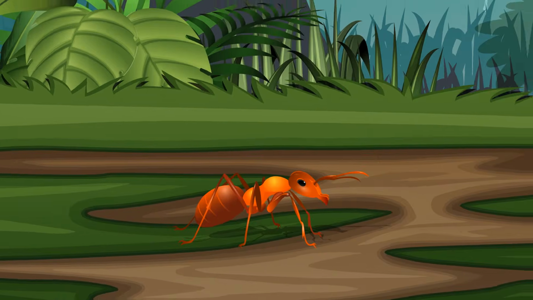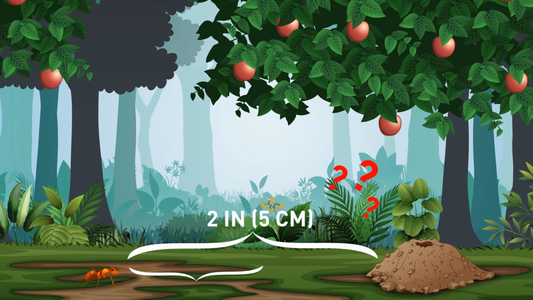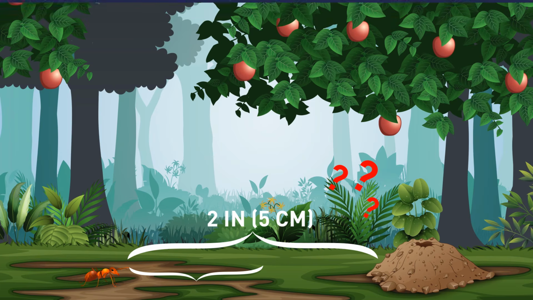An ant is 2 inches away from its home. With every next step, it covers half the distance to the entrance. How many steps will the insect have to take to reach its destination? The ant will never reach the door because every time it'll travel only half the distance.